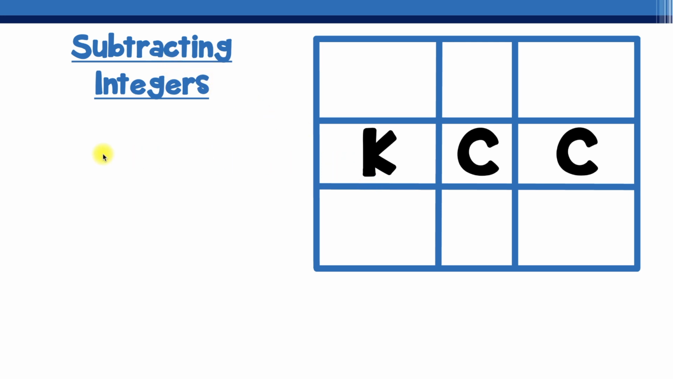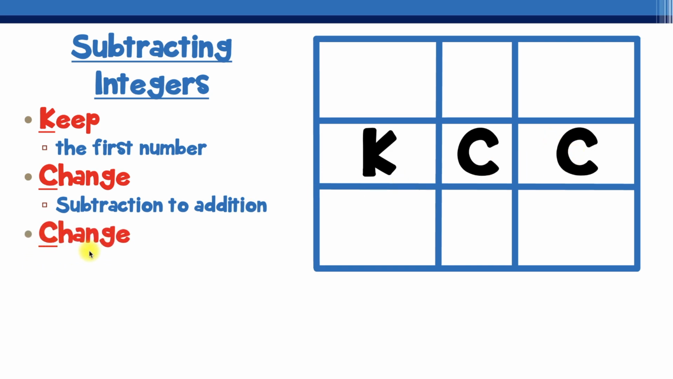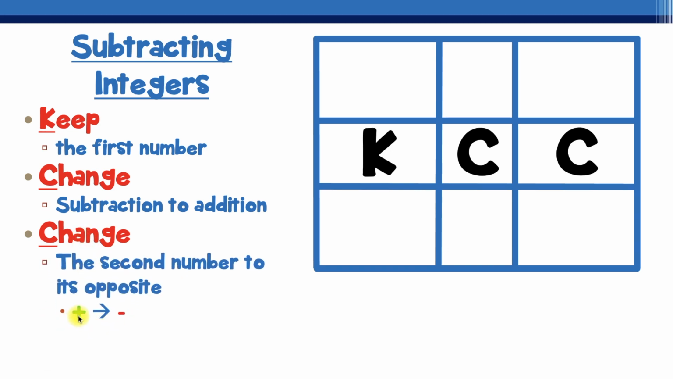The first letter K stands for keep. And what's happening is the first number in our subtraction question, we're just going to keep it exactly the same. This C stands for change. And what will go in this box is the operation subtraction. And we're going to change subtraction into addition. And finally, this C here also stands for change. But this time, the second number will change to its opposite. So positive numbers will become negative numbers, and negative numbers will become positive numbers. But again, that only happens in this C column.